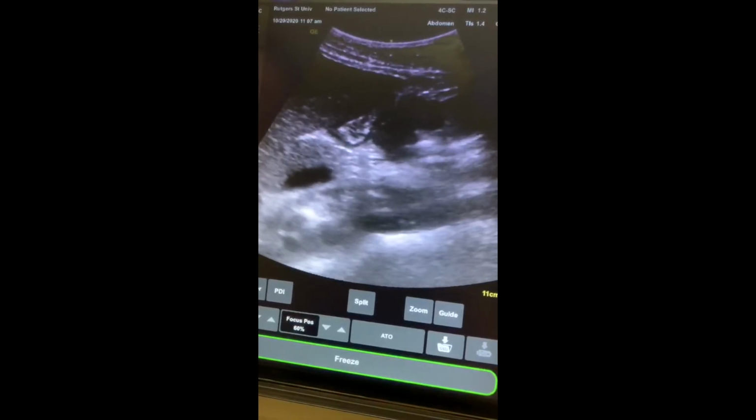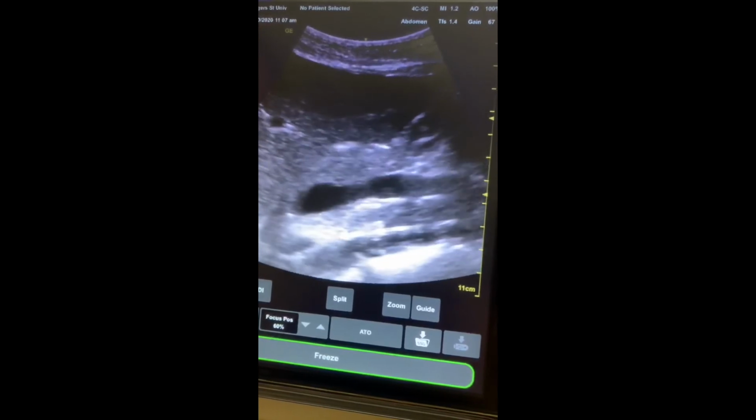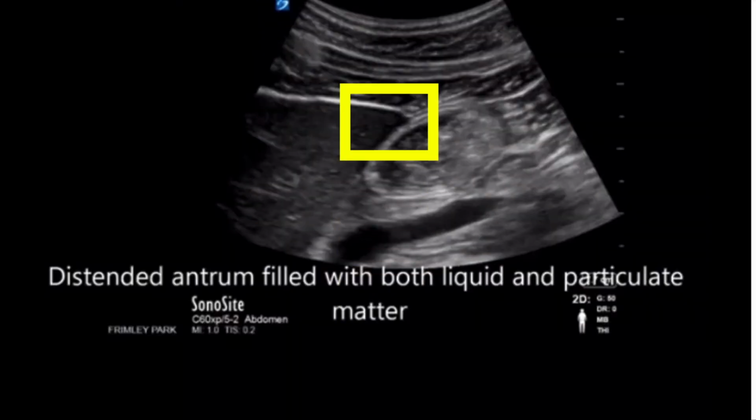Key landmarks must be identified to locate the antrum. These landmarks are the left lobe of the liver, which is anterior to the antrum, the pancreas, and the aorta, which are posterior to the antrum.